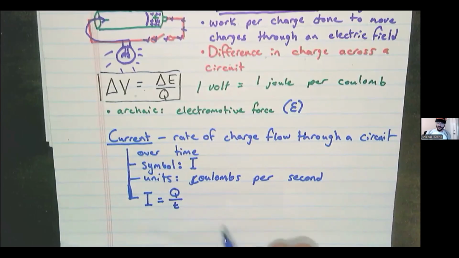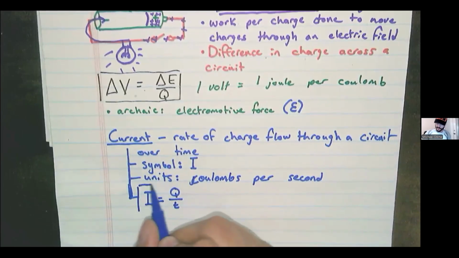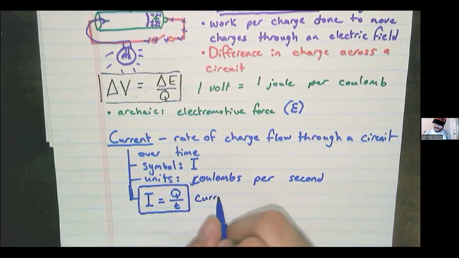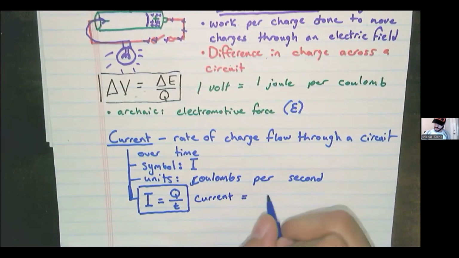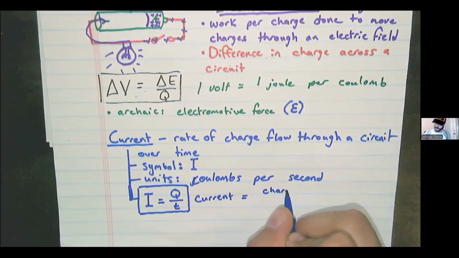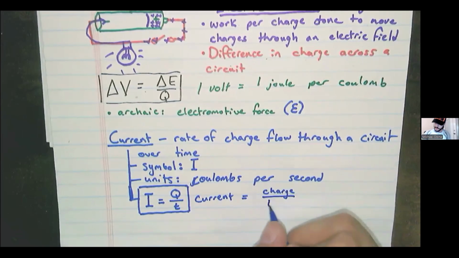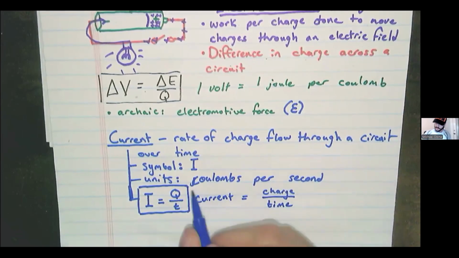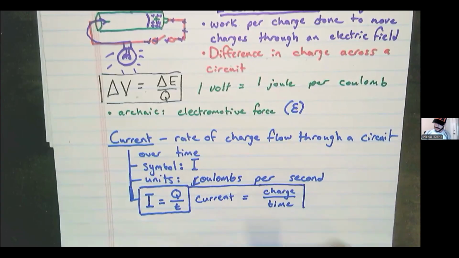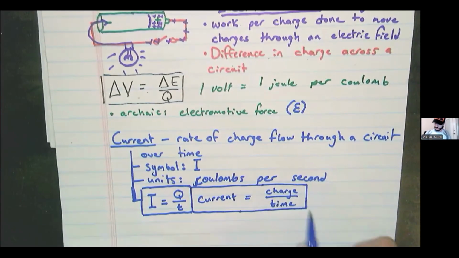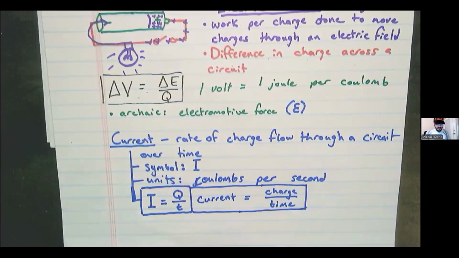Sometimes you see those written with deltas. I'm not going to bother. Current equals the amount of charge transferred per given amount of time. So coulombs of charge per second of time. Easy stuff.